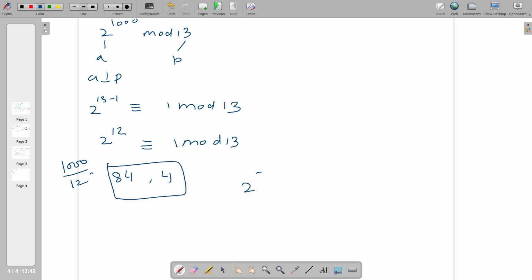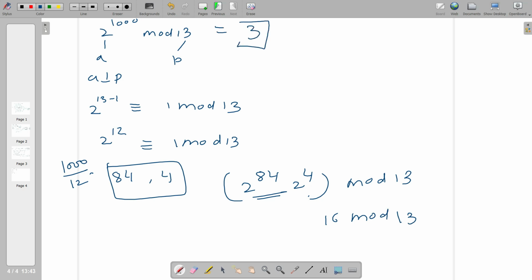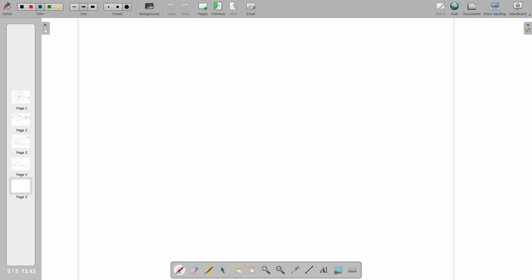So we can write 2 to the power 84 into 2 to the power 4 mod 13. So here it comes out to be 1 and 16. So it will be 16 mod 13, and 16 mod 13 will be equal to 3. So the answer is 3. So this is how we can apply Fermat's little theorem in solving different remainders.